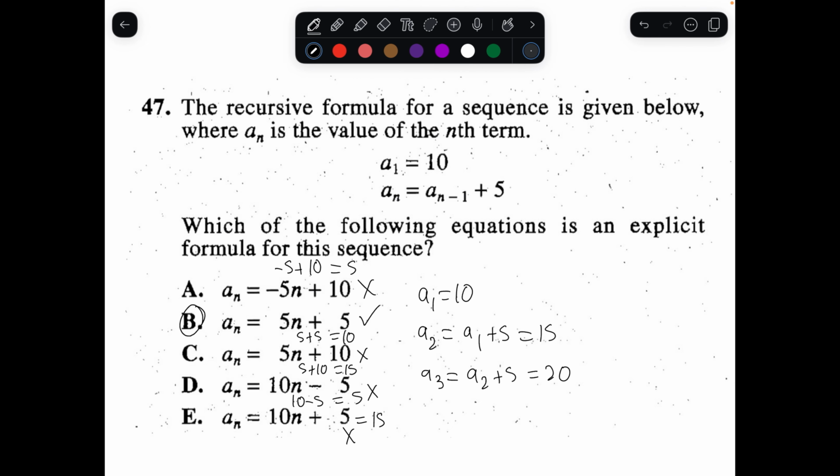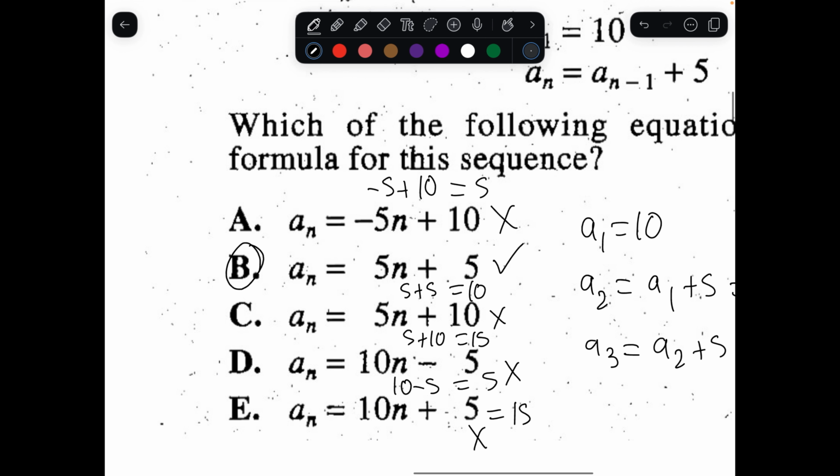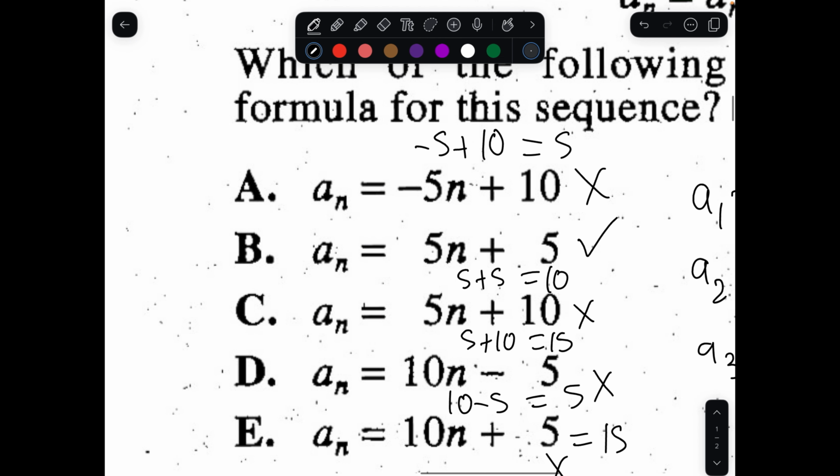by just being able to use the first term to figure out what the correct explicit formula is. But most of the time, you're going to have to figure out the second or third term in order to figure out your explicit formula. With the first term, you might just get multiple formulas giving you 10 when you plug in 1 for n. So it is always good to figure out some other terms. So it's B.